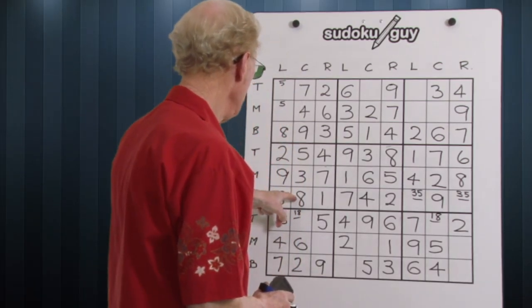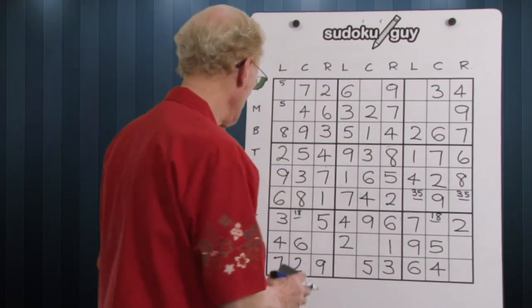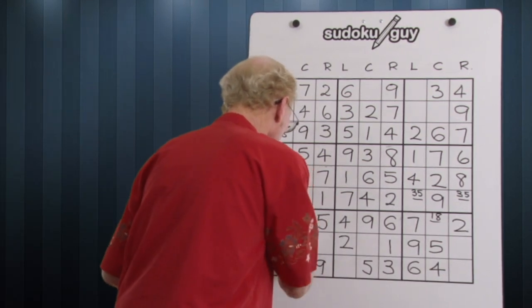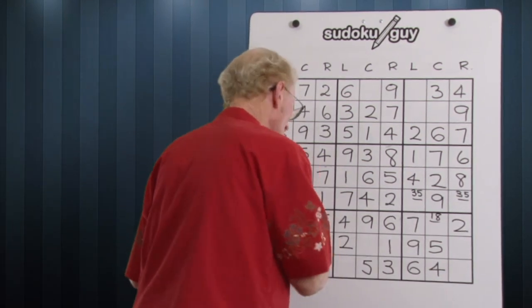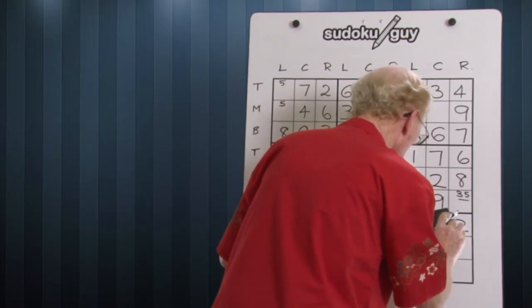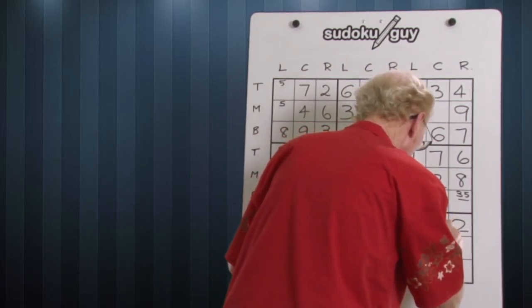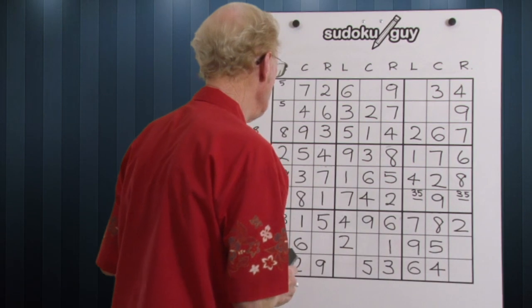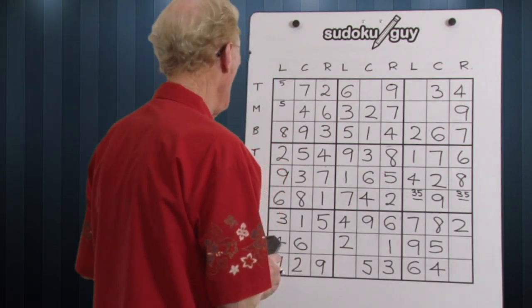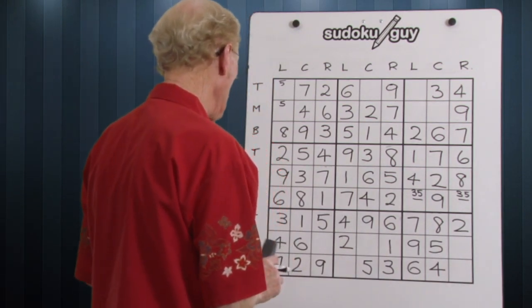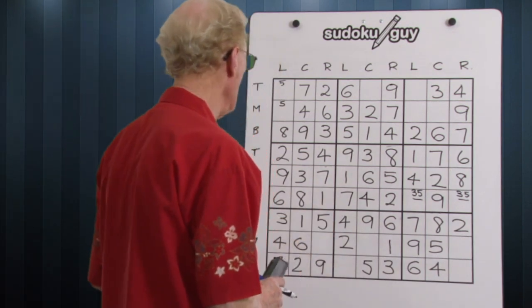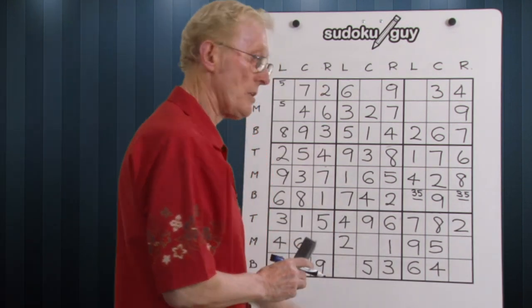There's an 8 just there. So you can't have an 8 there, so that becomes a 1. If that becomes a 1, this becomes an 8. Isn't that neat? Okay. Now this block has only got 1 left in it. And that column has only got 1 left in it.